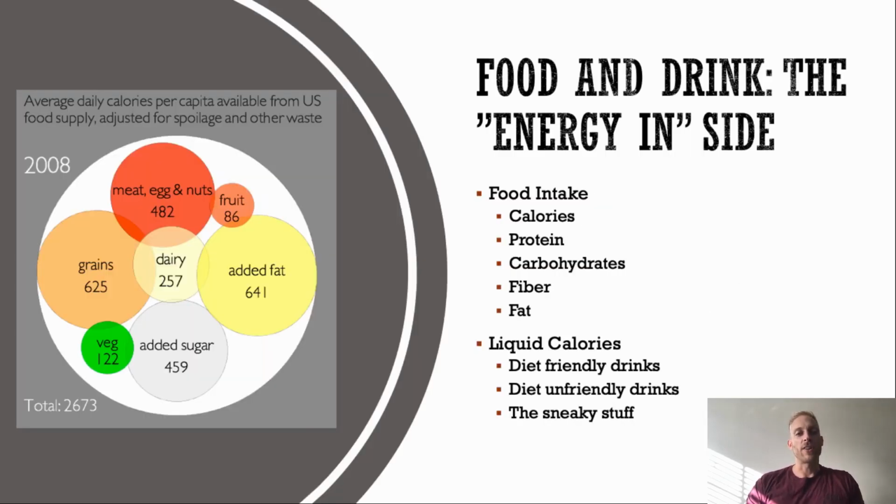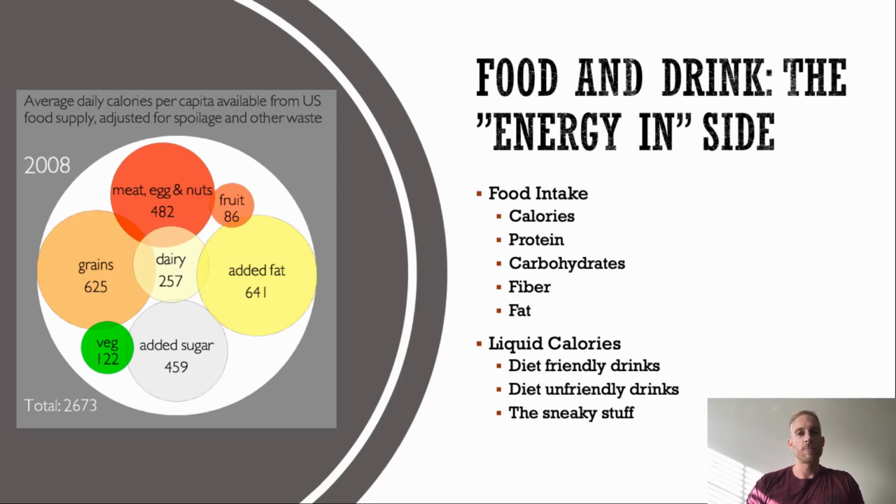So the graphic on the left is something that I found really, really cool. In 2008, the USDA compiled a look at the average American's diet. They said, all right, the average calorie intake for an American is 2,673. Doesn't seem like that much. It's a good amount if you're sedentary. But where are those calories actually coming from?